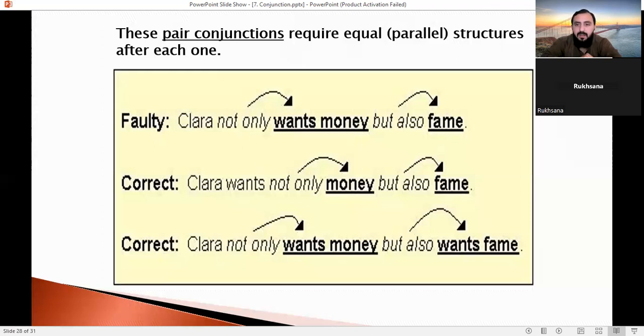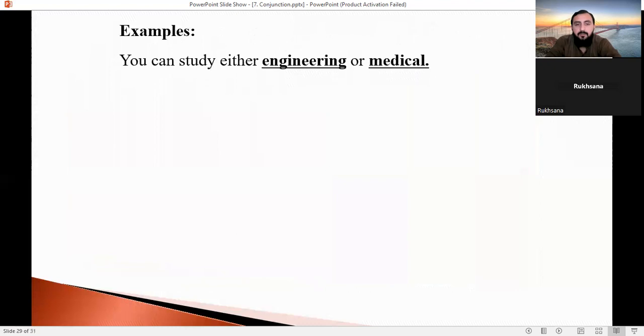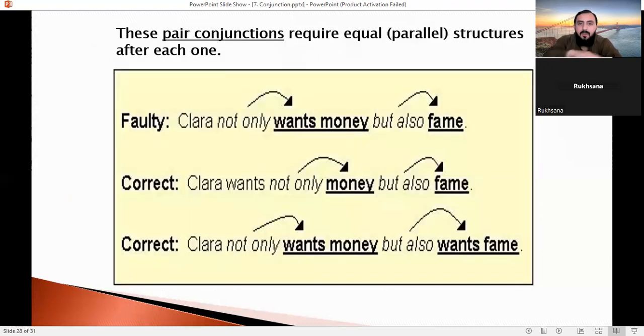So Clara wants not only money but also fame. This is correct. And Clara not only wants money but also wants fame. So these are correct sentences. So what is the fault? In the earlier sentence, we used wants with money, but not with fame. Is this a mistake?